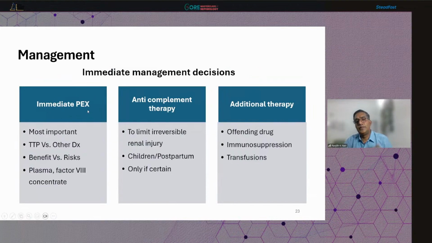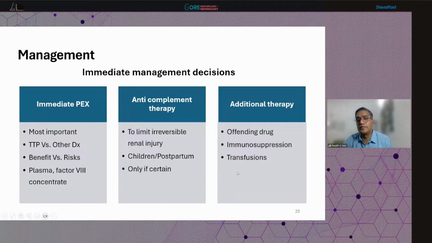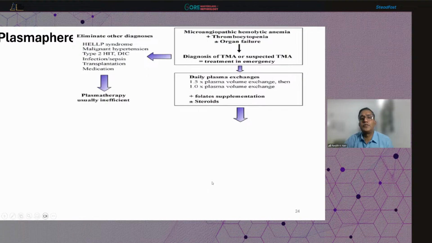Immediate plex, of course, this is much before what eculizumab was available, and even now it's not freely available, but an immediate plex was possibly what could have been done for this lady. There are, of course, benefits and risks, and we need to use plasma and factor VIII concentrate as replacement. Anti-complement therapy, I will come to the indications for that, is to prevent irreversible renal injury. Unfortunately, it has already occurred in this lady, and only if you are certain. I guess this has been put in because the drug is very expensive. And of course, we must exclude offending drugs, consider immunosuppression and transfusion.